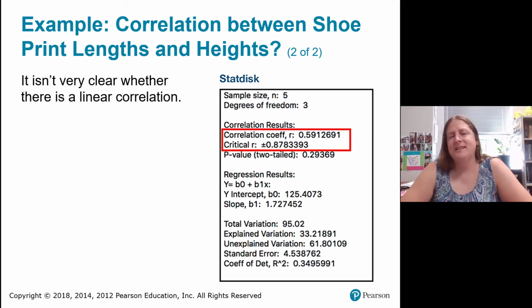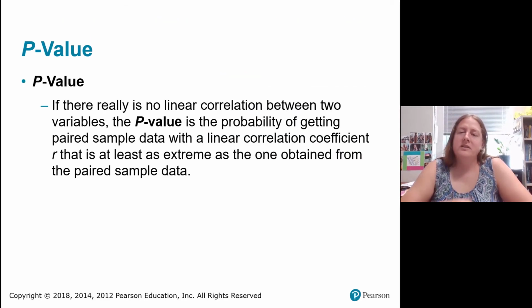Well, that's not close to 1. It's not 0. It's not really close to 0 either, but it's not close to 1. But we still look at it and go, well, is it good or not? So this is where this thing called a p-value comes into play. What a p-value tells you is the probability of getting paired sample data with a linear correlation coefficient r that is at least as extreme as the one that's obtained from the paired sample data that we have.